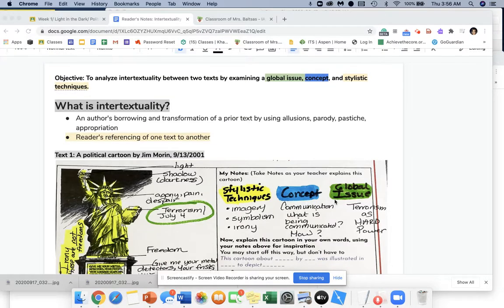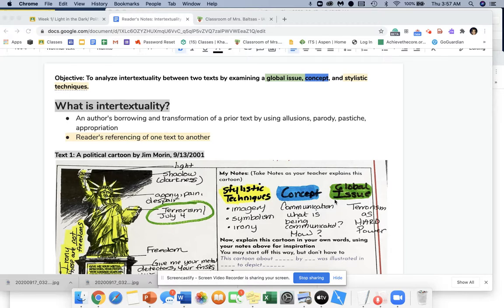Our objective for this lesson is to analyze intertextuality between two texts by examining a global issue, a concept, and stylistic techniques. So intertextuality can take on two meanings. In the first bullet point, you see it's an author's borrowing and transformation of a prior text by using allusions, parody, pastiche, and appropriation. And that's how we looked at it last spring.